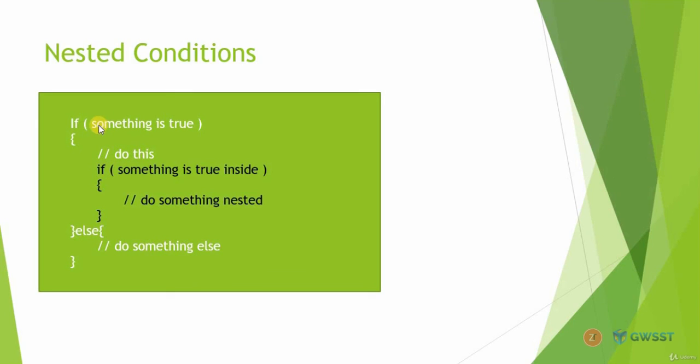For example, we'll check if the username is true, then we're going to go inside and check if the username and password is true, and then we'll check out what is going on there. Else we'll go outside and write something else to do.